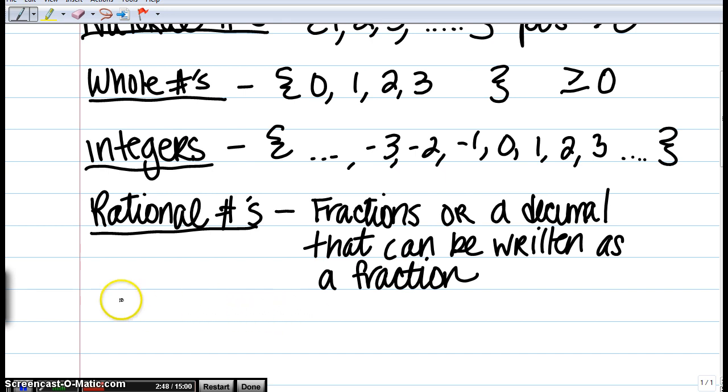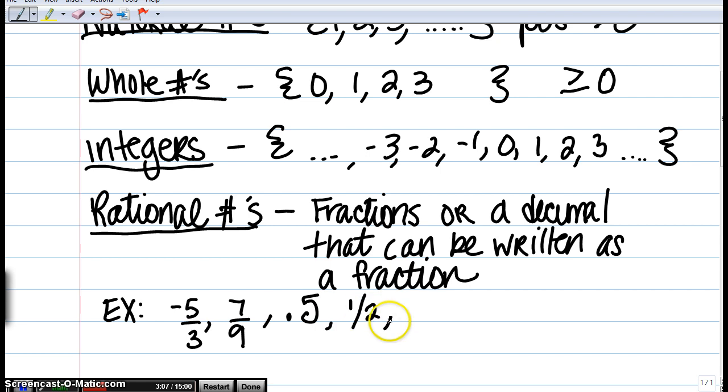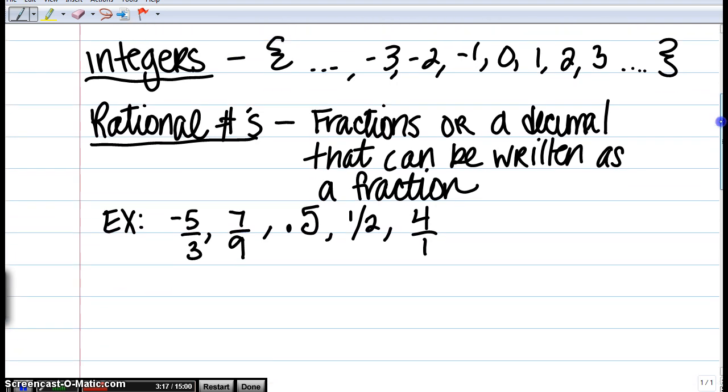So, for example, you could have -5/3, 7/9, 0.5, because that's really 1/2, because it can be written as a fraction. It can be written like this. Or 4/1, because 4/1 is the same as 4, and that's a whole number. So you have to take into account your whole numbers as well.